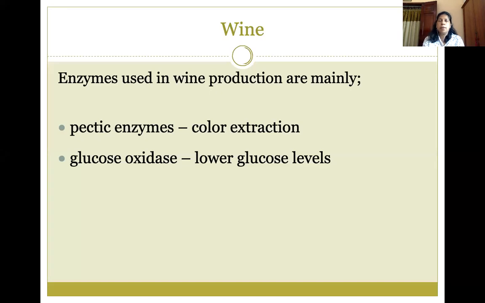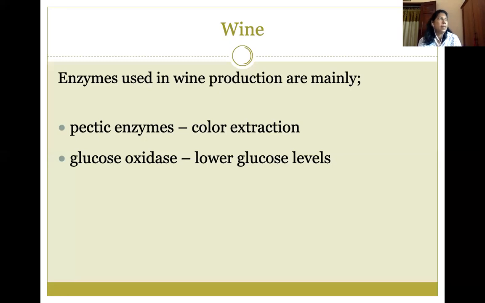And pectic enzyme they use for color extraction, because you know that different wines have different colors. Some are magenta color, some are red color, some are maroon color, and some are very pink color. They also call that color, whatever we get from the grapes. But wine can also be extracted using any type of fruits. Even at your home, you prepare king coconut wine and different wines, right?